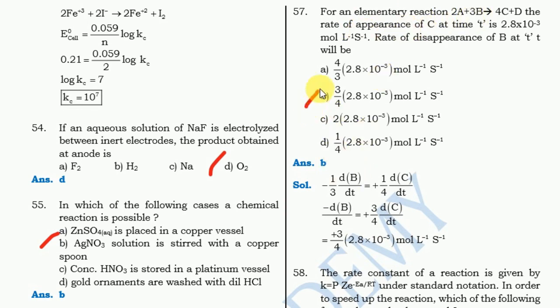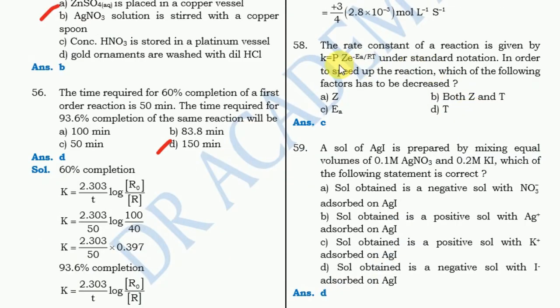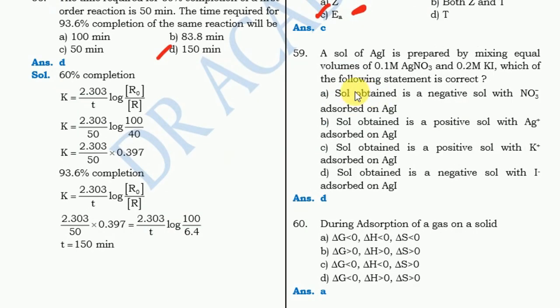Next question: the rate constant of a reaction is given by... For this one, the correct answer is option C. Next question: a sol of AgI is prepared by mixing equal volumes of 0.1 M... For this question, the correct answer is option D, a negatively charged sol. Okay, next: during adsorption of a gas on a solid, the correct answer is option A.